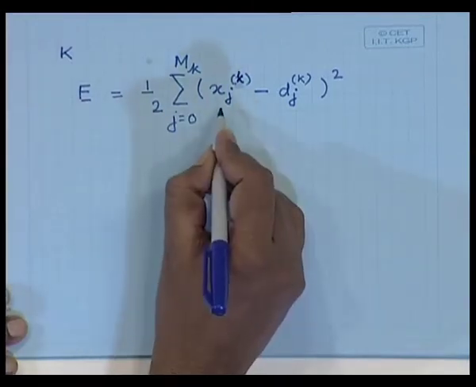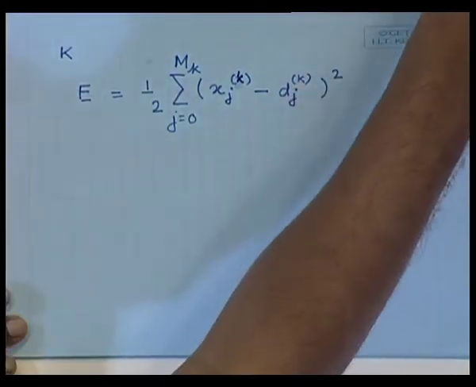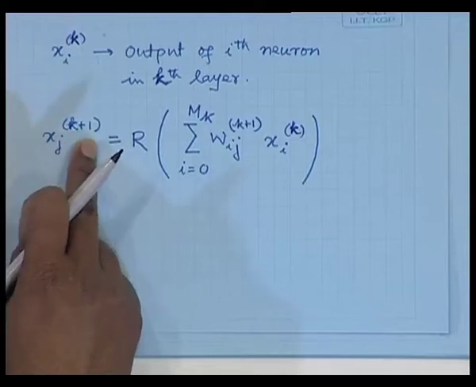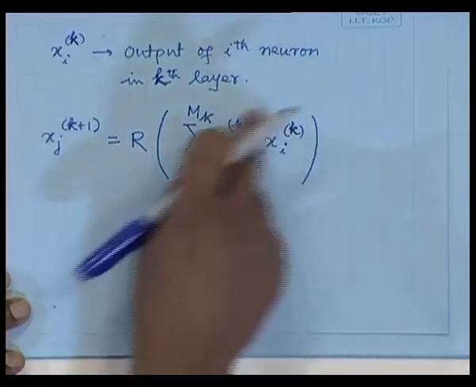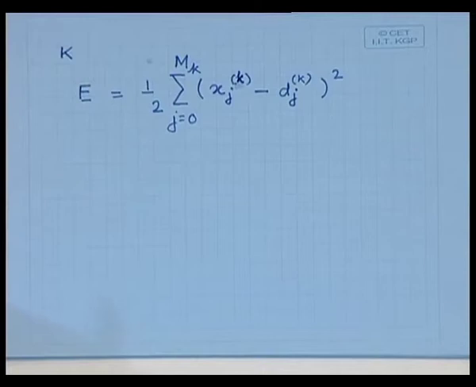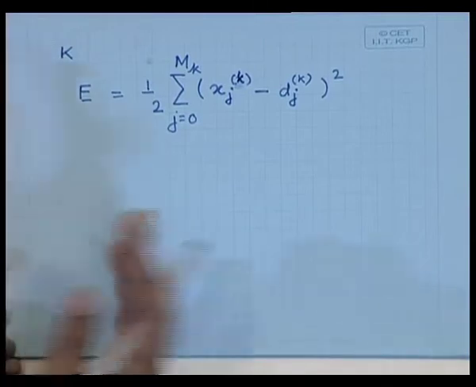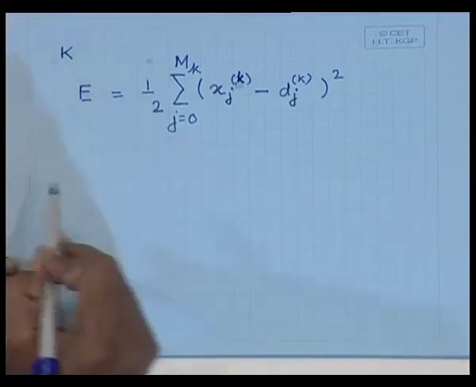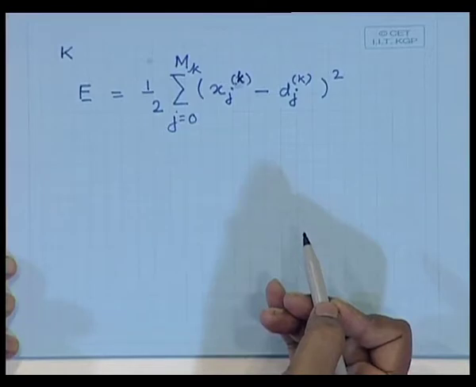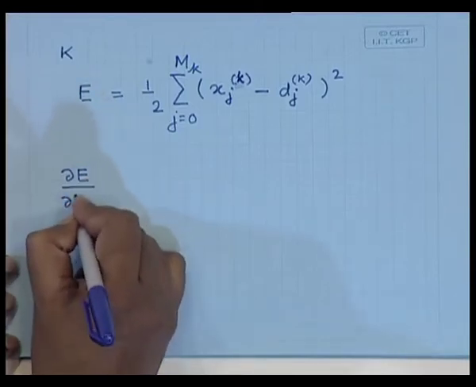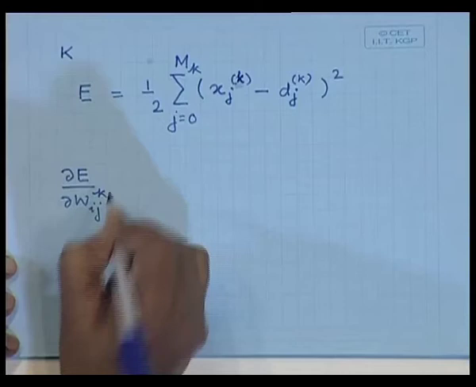Now, what is this x_j^k? This x_j^k is of this form. Here, in place of k plus 1, you have to put just k and accordingly modify all these expressions. So, that is what is my x_j^k, that is what I get from the jth neuron in the kth layer. To apply my training algorithm following the gradient descent procedure, I have to take the derivative of this with respect to w_ij^k. So, what I have to find out is del E by del w_ij^k.